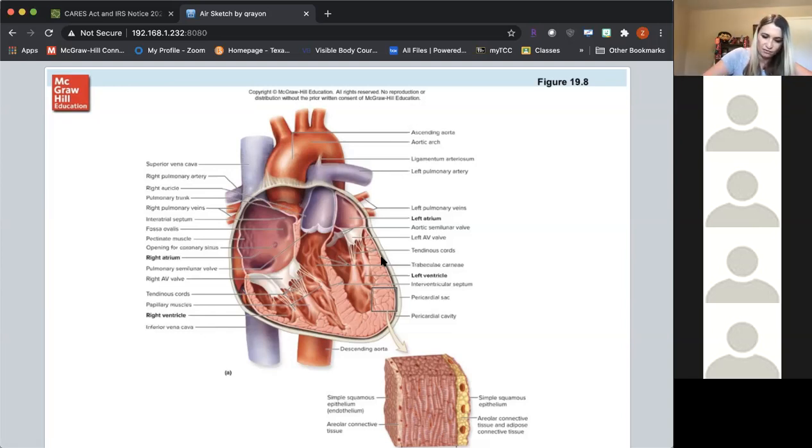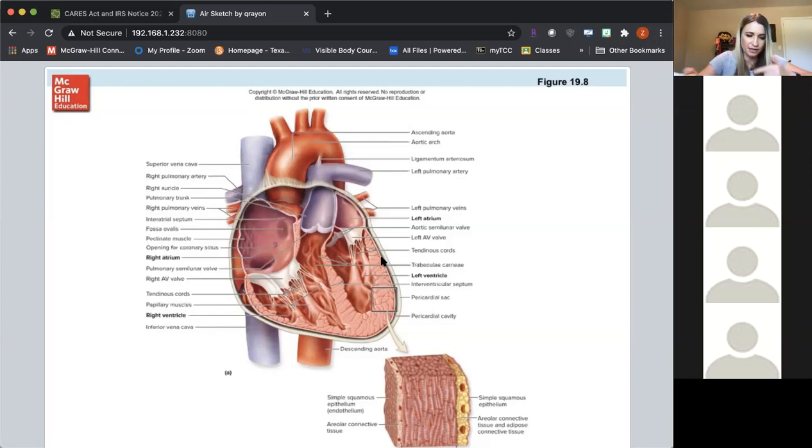So we have our right atrium right here. And you can see this would be the opening of the superior vena cava. Here is the opening of the inferior vena cava. And then this is the opening of the coronary sinus. Coronary sinus opening is going to be smaller than the fossa ovalis. That's how you can tell the difference between the two. It's a little difficult to tell on this, that one is actually just an indent and the other one is an opening. And then this oval thing, that's your fossa ovalis.